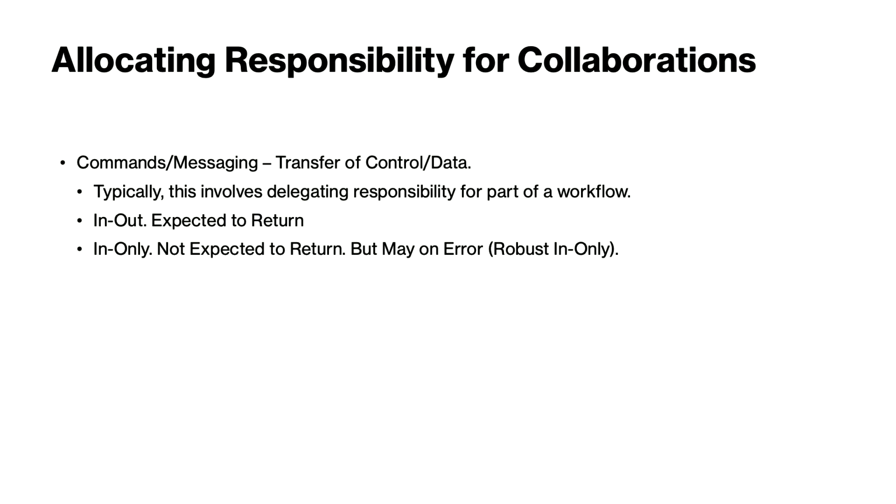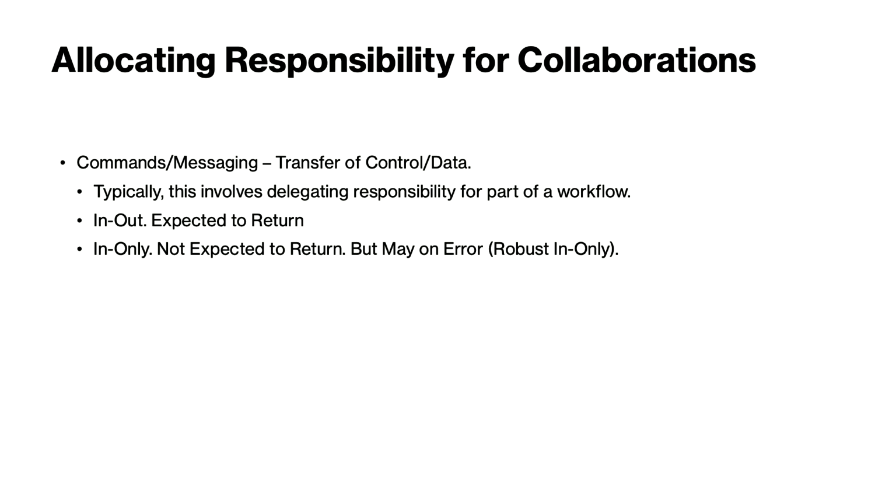All right. So, when we think about collaborations, typically when I'm doing some kind of in-out, I'm transferring control away from the workflow to another pool. From one pool to another, that pool is going to run and do some stuff. It's going to then return control to me. There may also be data involved. In-out, I expect it to return.